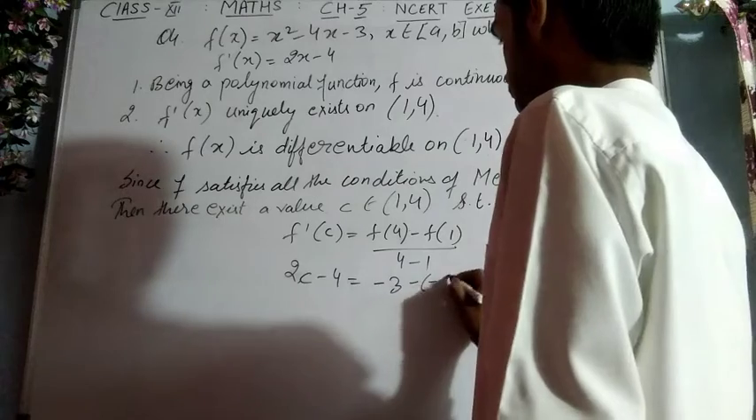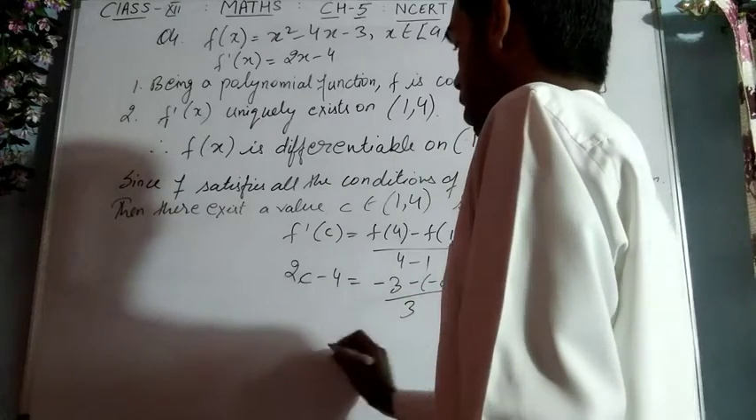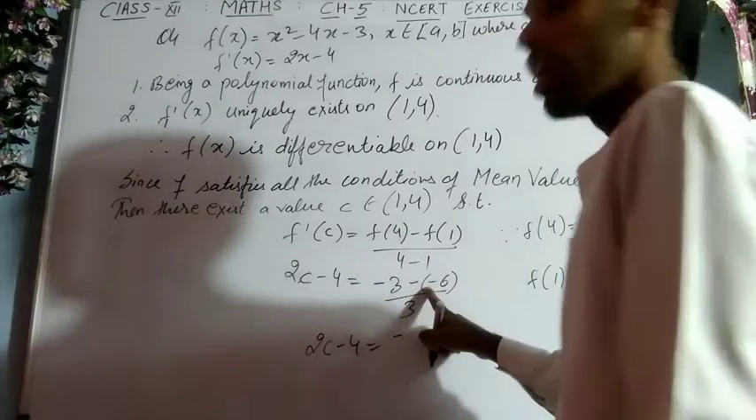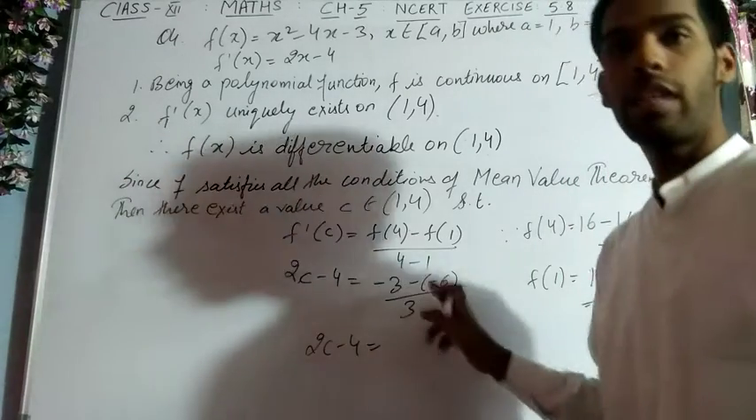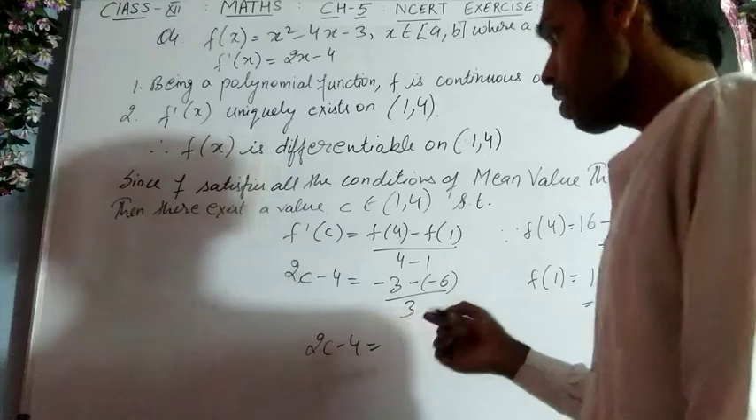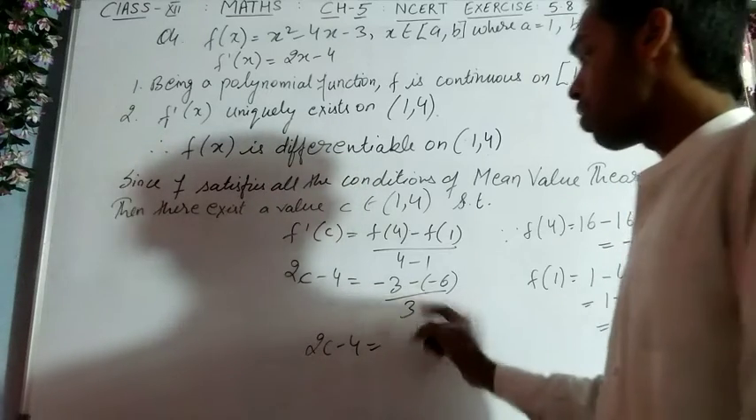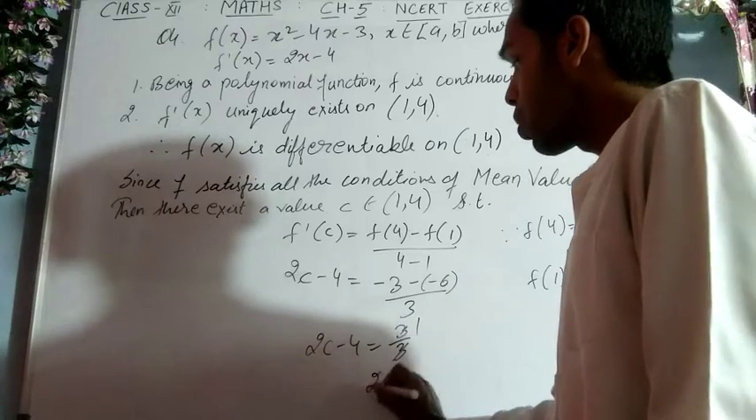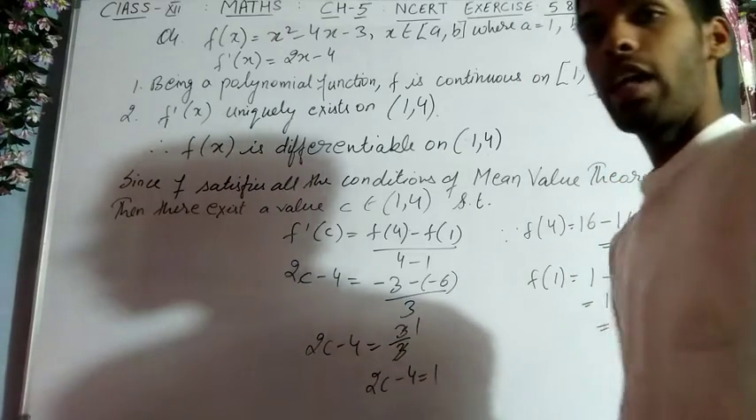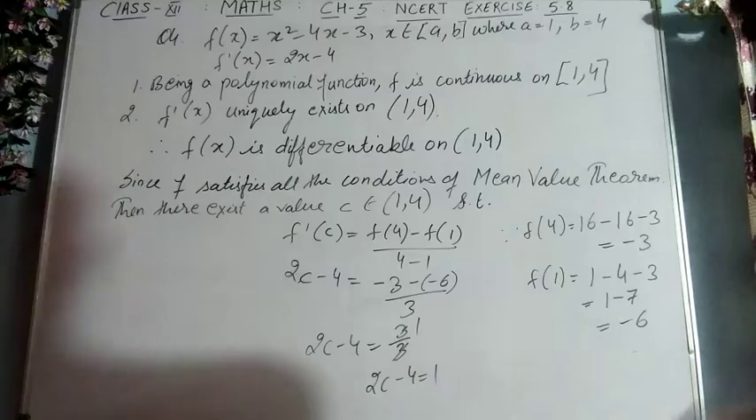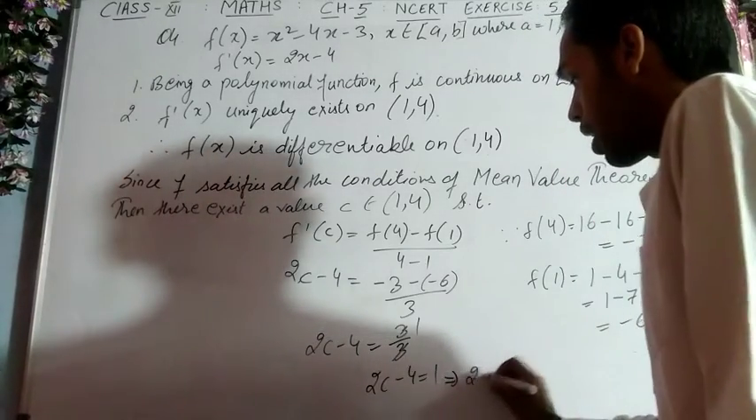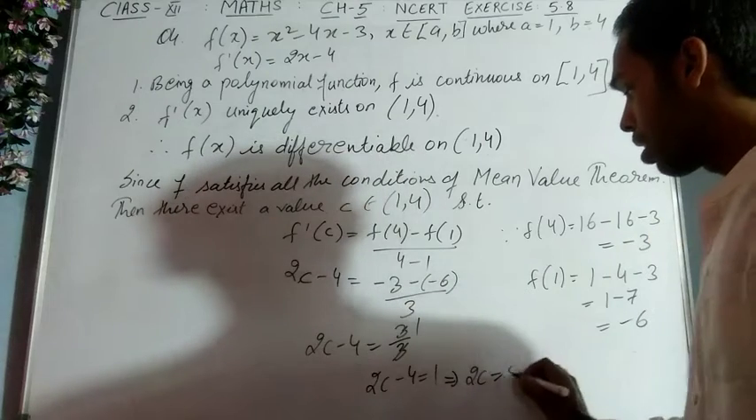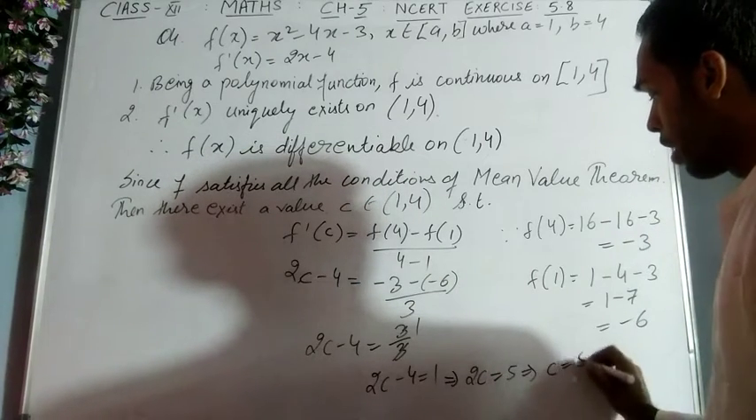So upon 3, 2c minus 4 is equals to minus 3 plus 6. So see, minus 3 plus 6 will give you 3 only. So 3 and 3 upon 3 will be 1. So that means 2c minus 4 is equals to 1. And after that we can solve it little bit. 2c is equals to, minus 4 will be right hand side shifted. 1 plus 4 is 5. So c is equals to 5 by 2.